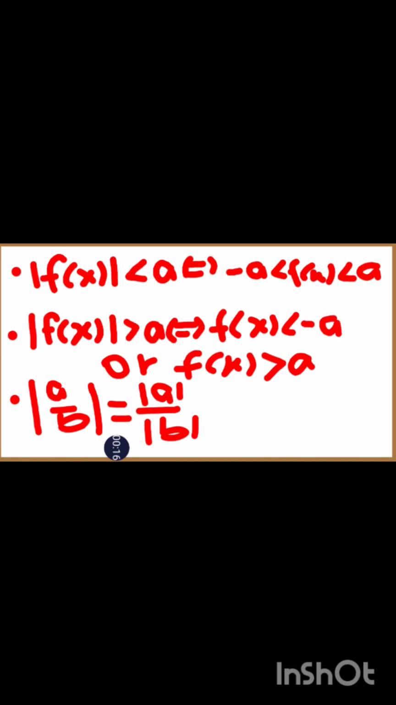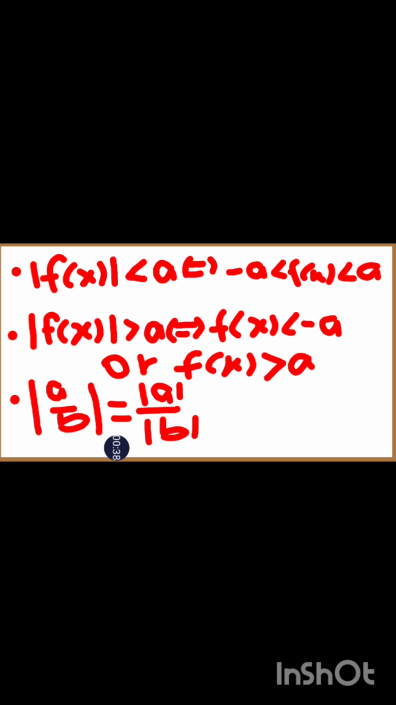If you have the absolute value of a function f of x less than a, it is negative a less than f of x less than a. Now if it is the absolute value of f of x greater than a, it will be f of x less than negative a or f of x greater than a.